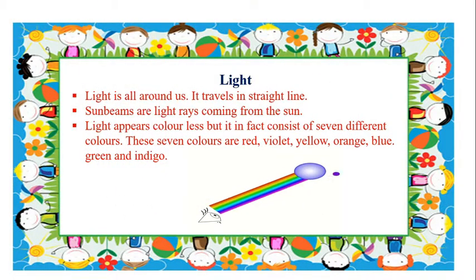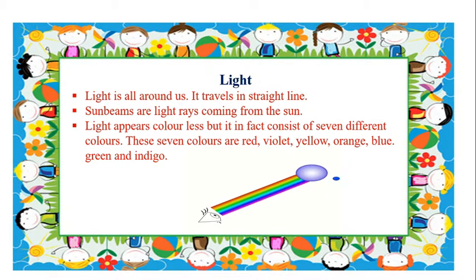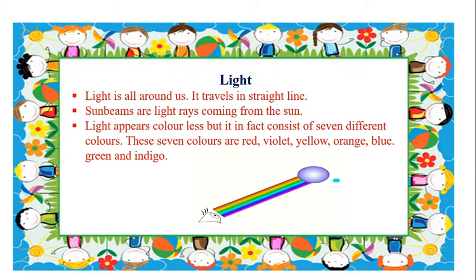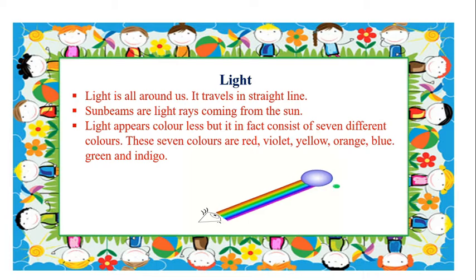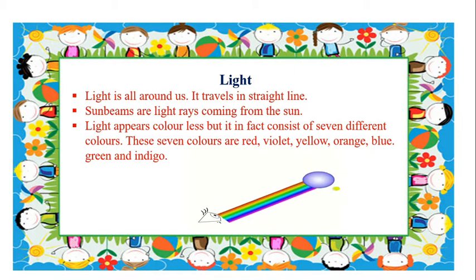Do you know what is light? Yes, light is a form of energy. It is all around us. It travels in straight lines, called rays. When light enters our eyes, we can see things. Sunbeams are light rays coming from the sun.